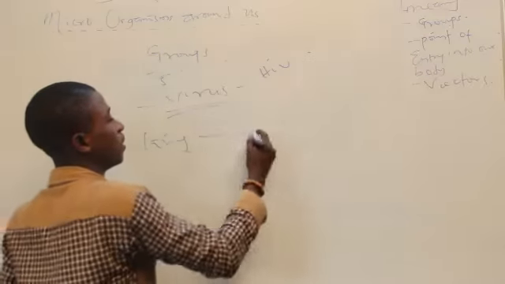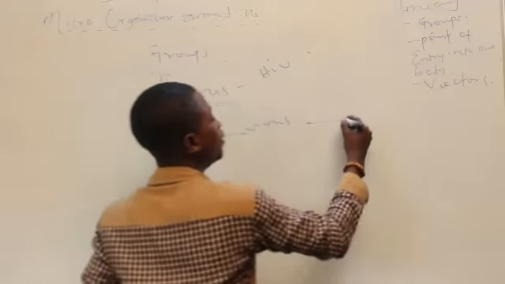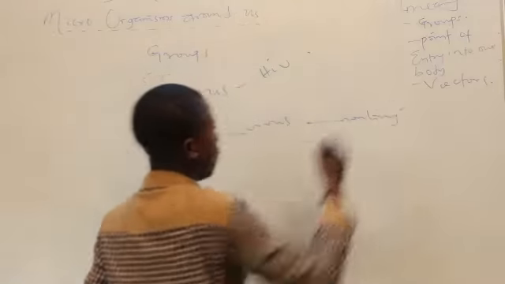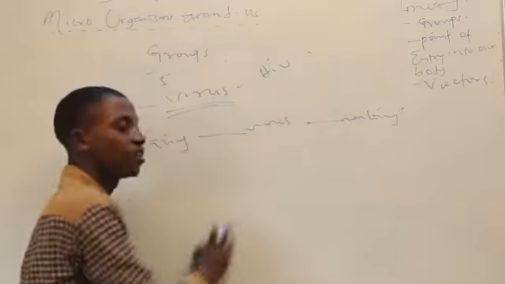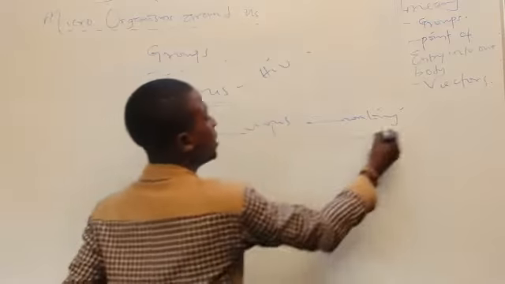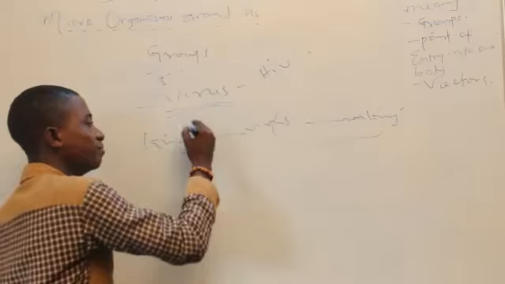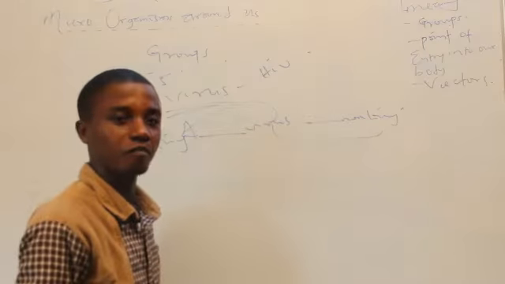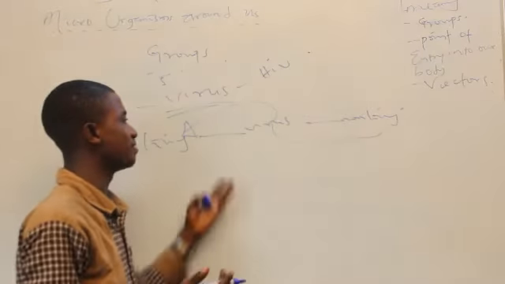Living, virus, non-living. What am I trying to say from this organogram on the board? All I'm trying to show to you is that a virus can be non-living, a virus can be living. Now, what do I mean by a virus can be non-living and a virus can be living?